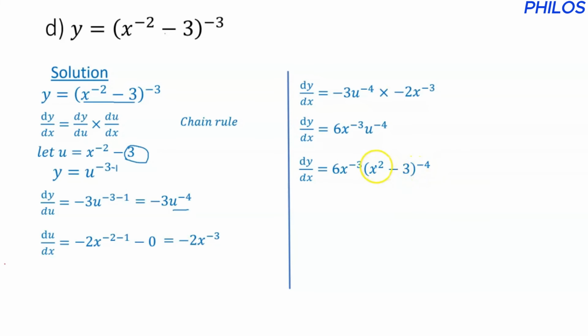Okay, the question was x exponent negative 2, not positive 2. So it will be x exponent negative 2 minus 3 exponent negative 4. So that's the final answer to this also. So let's take another question.